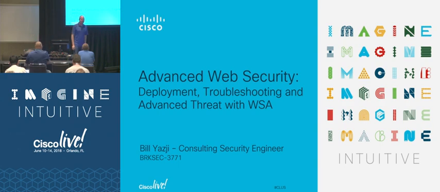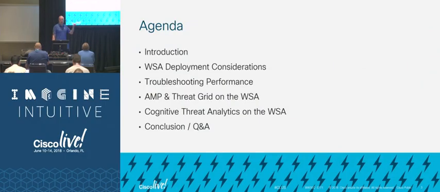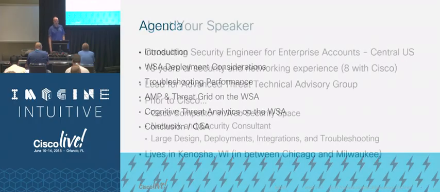Good morning. So my name is Bill Yaji, and this morning we'll be talking about the WSA, the Web Security Appliance, as well as a side of advanced threat, probably 60% WSA and then 40% advanced threat on WSA. Just a quick overview of what we'll be covering, some troubleshooting on it. We'll go into AMP and Threat Grid, and a little bit on Cognitive Threat Analytics.